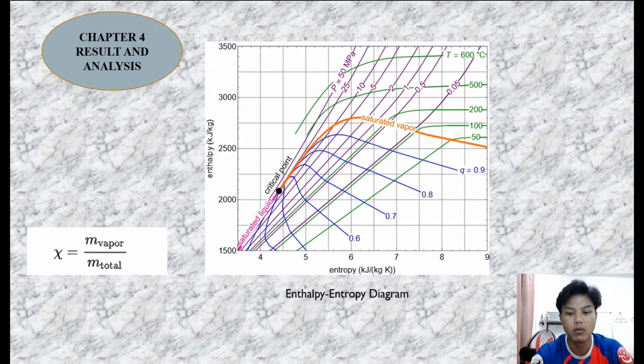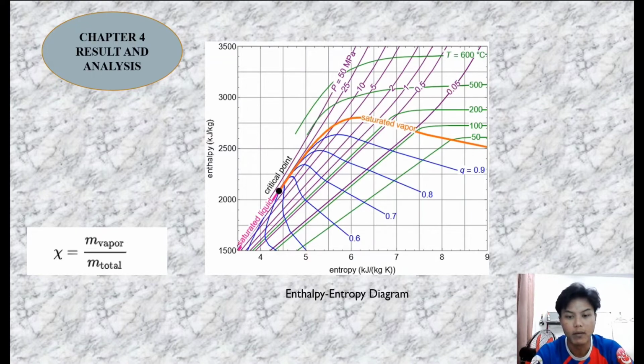Thank you to Farzana. Assalamualaikum warahmatullahi wabarakatuh. My name is Muhammad Zuhelmi. My matric ID is MB20059. I will present to you chapter 4, which is result and analysis.